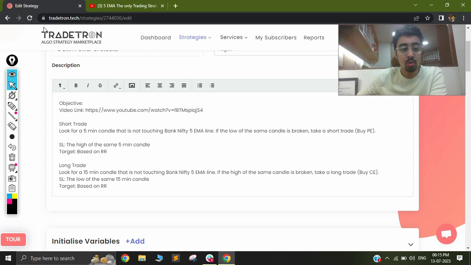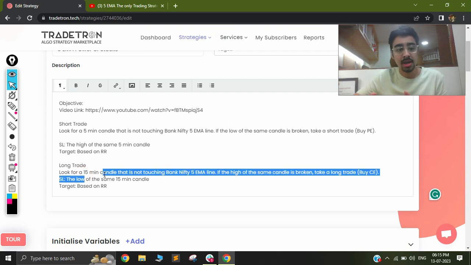So let's first explore what this strategy is trying to do. This strategy takes both a long trade and a short trade. The long trade criteria checks for conditions on a 5-minute candle, and the short trade checks for conditions on a 15-minute candle. In the case of a long trade, we will be taking a buy call, and in the case of a short trade, we are going to buy a put. So this is the logic that we are trying to achieve.